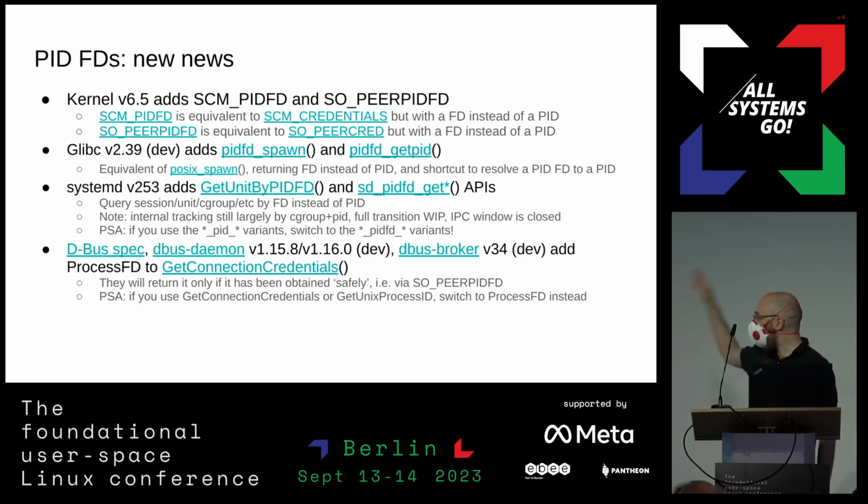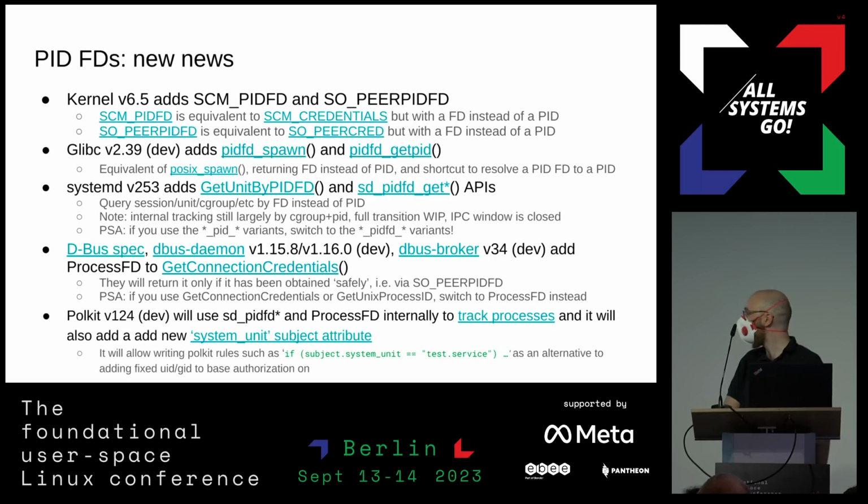Secondly, D-Bus. D-Bus had a GetConnectionCredentials method that gives you the PID, UID, and GID of the D-Bus peer. Guess what? I've added a new method that gives you the PID FD as well. This will be available in the next version of dbus-daemon and the next version of dbus-broker, currently in development. And it's also in the D-Bus spec. And this uses the SO_PEERPIDFD, so it only gives you the PID FD if it's safe. Safe means the PID FD was used through all the stack to track the process. So you can trust that, and you can rely, yes, this really tracks the peer and the process. There was no substitution.